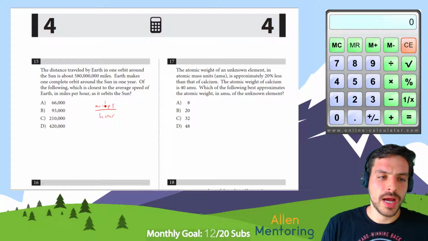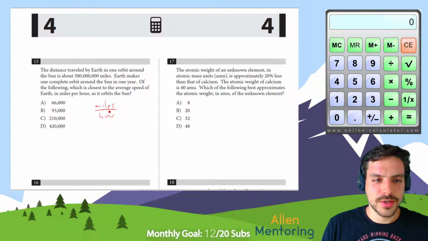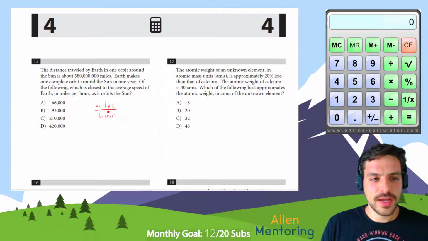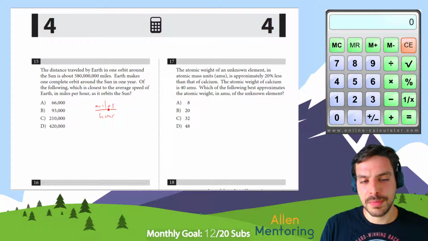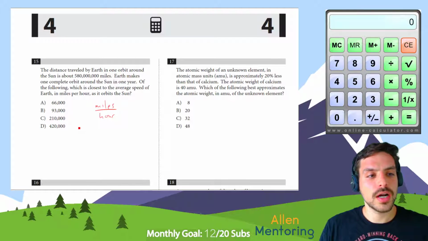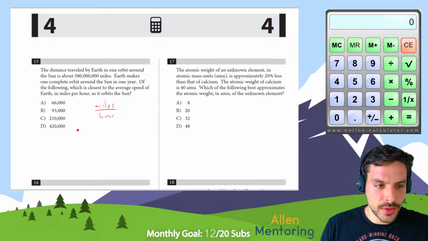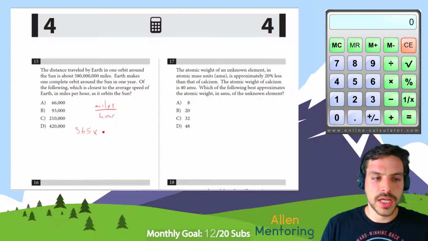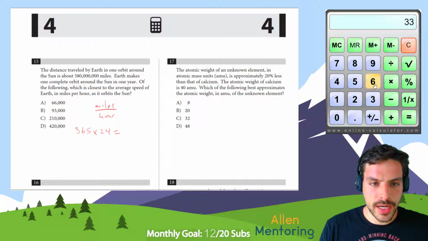is just miles divided by hour. So if you've not written it this way, or if you have and you didn't realize, it's as simple as that. Miles per hour is just miles divided by hours. So we have the miles, we just need to find out what the hours are. So we know that in a year there are 365 days, and in each day there are 24 hours. So 365 times 24, let's go to the handy dandy calculator.